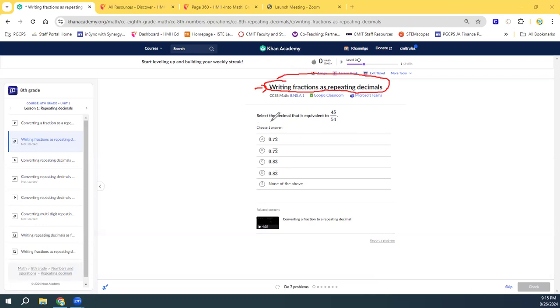Okay. Select the decimal that is equivalent to 45/54ths. So in order to do that, we're going to follow this pattern. Denominator, numerator. All right. So 54 is our denominator and 45 is our numerator. So we're doing some long division now. Long division is easier when your denominator is like one digit, but we have two digits here. So I'm going to make it easier on myself.